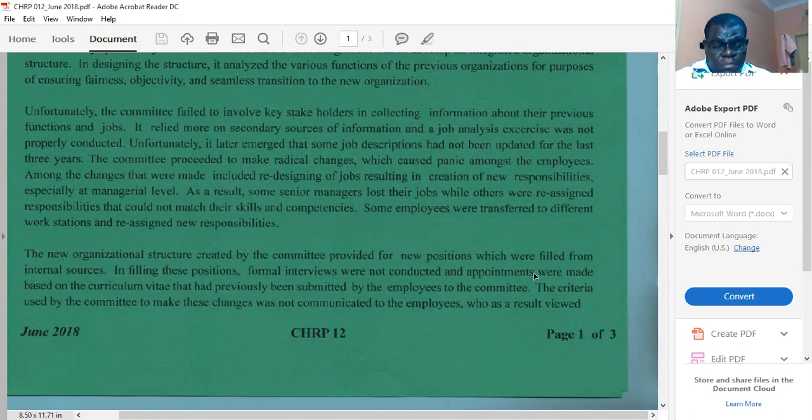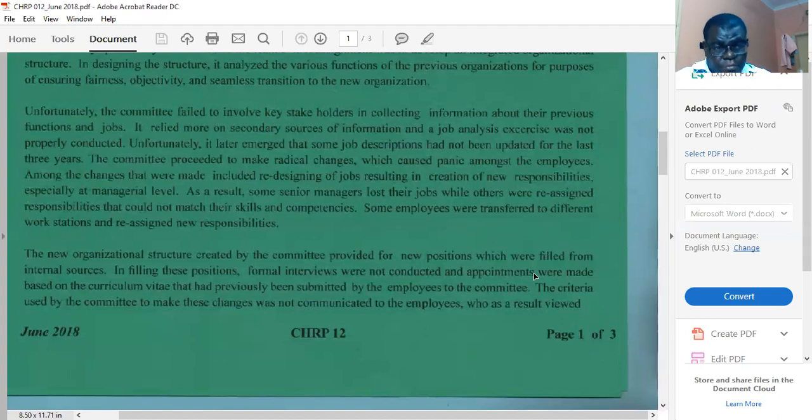Unfortunately, the committee failed to involve key stakeholders in collecting information about their previous functions and jobs. It relied more on secondary sources of information, and a job analysis exercise was not properly conducted. Unfortunately, it later emerged that some job descriptions had not been updated for the last 3 years. The committee proceeded to make radical changes, which caused panic amongst the employees.